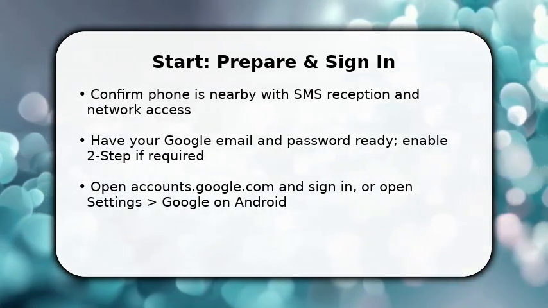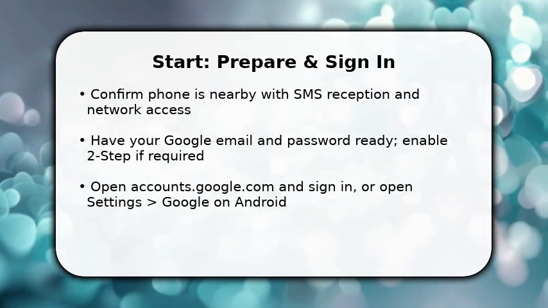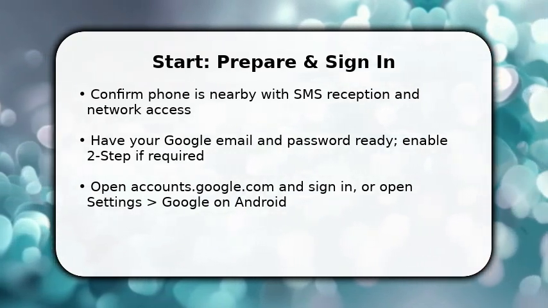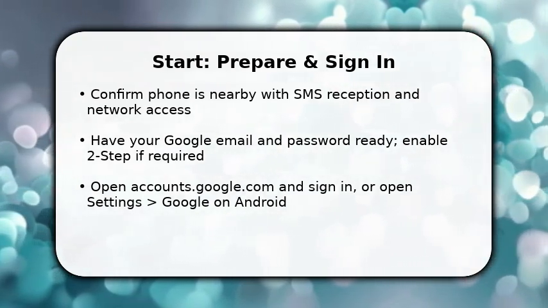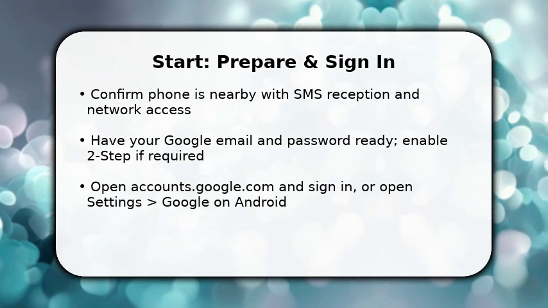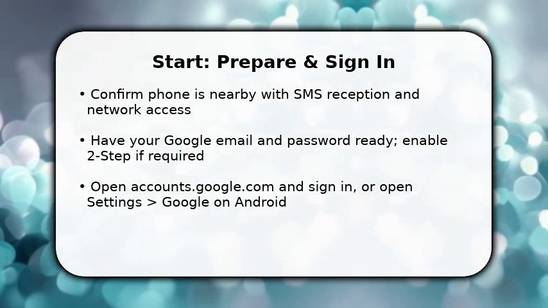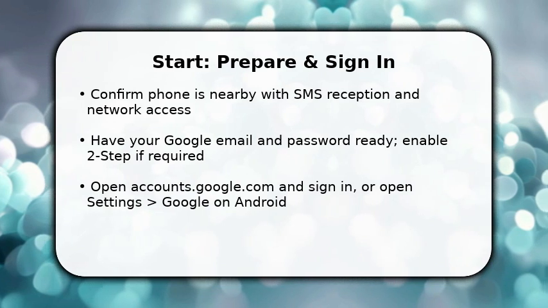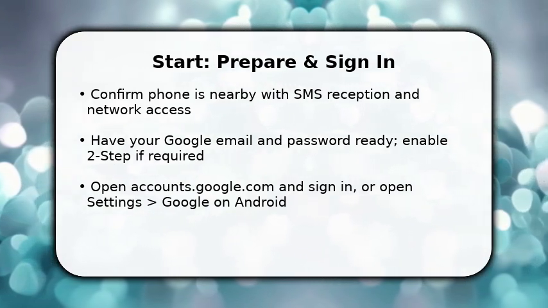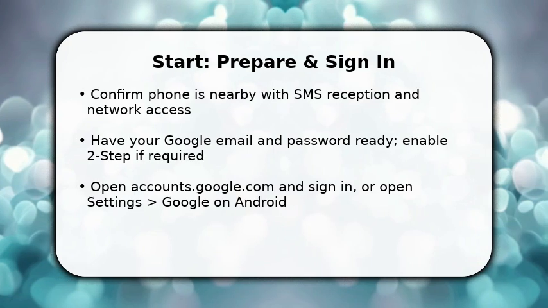Once signed in at accounts.google.com, or in Android settings Google, navigate straight to Personal info. You're doing this first so the system can link verification codes to your active session. This reduces confusion when multiple accounts or devices are involved.